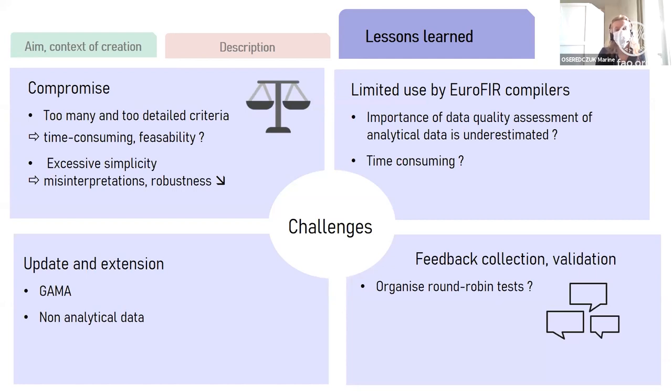Another challenge is update and extension. Today, GAMMA applies only to vitamins. Ideally, it should be extended to other nutrients than vitamins. And GAMMA should also be updated. Another kind of update that could be planned is to propose a data quality assessment system for non-analytical data that wasn't done and published till now, or at least not finalized.